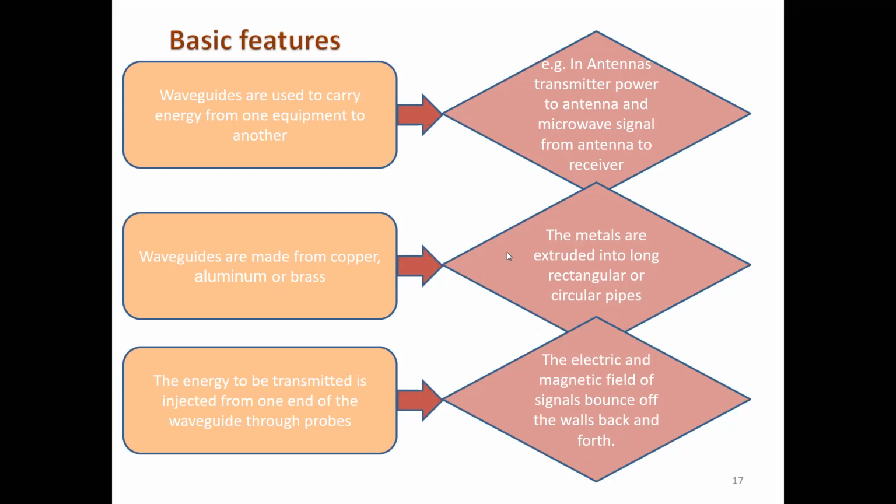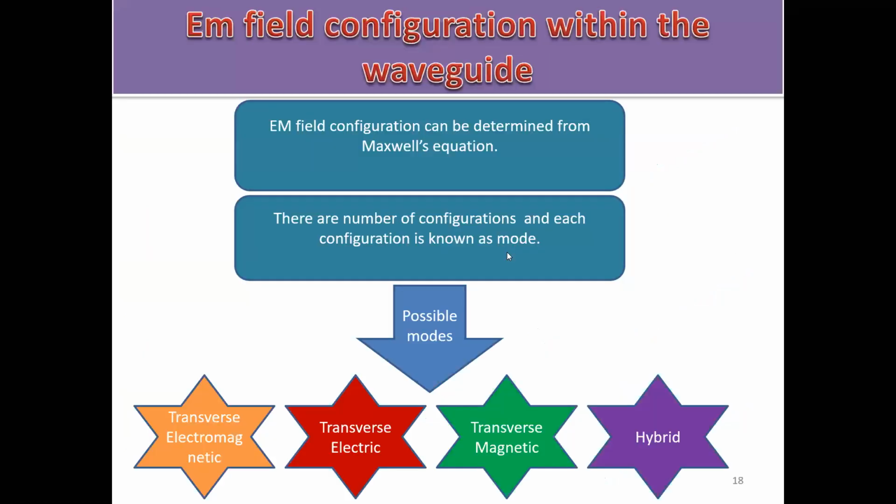And electromagnetic fields confined in the waveguide are TEM, TE, TM, and hybrid. These are the types of modes inside the waveguide.